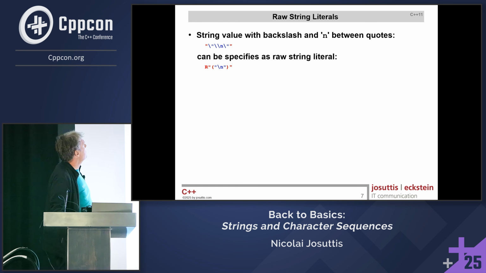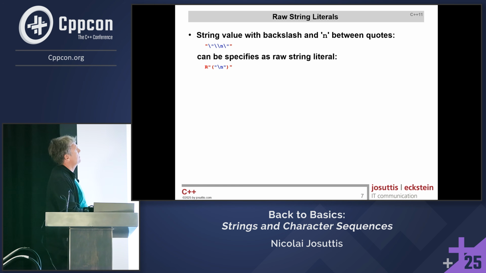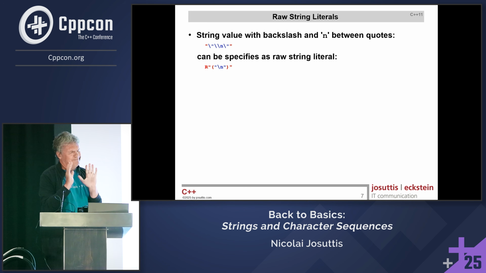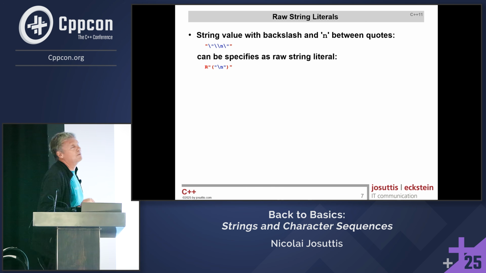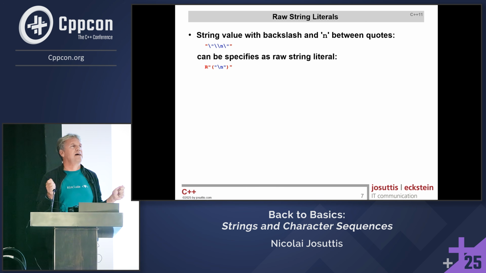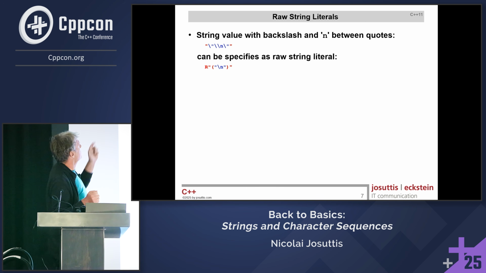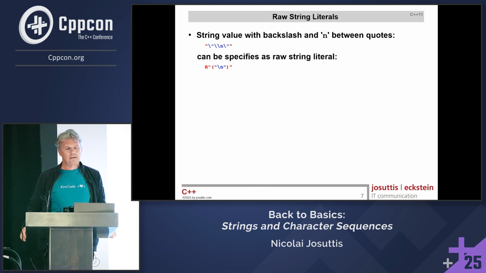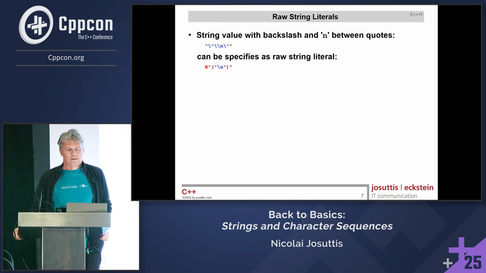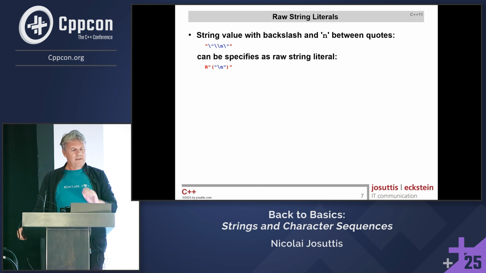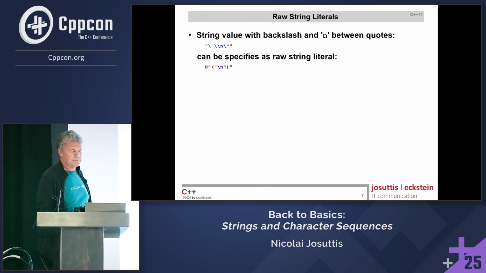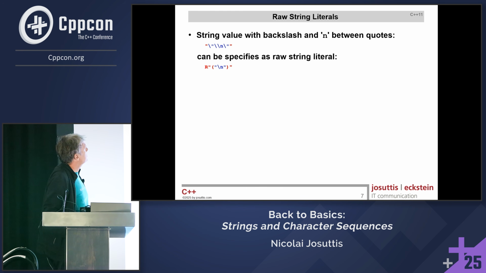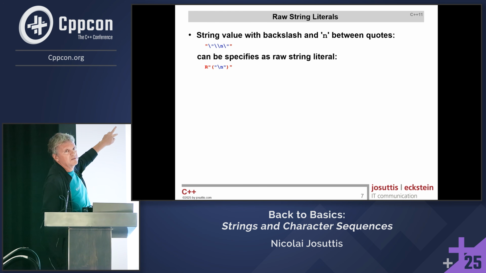So there's one thing you can do in C++ since C++11. You can say, oh, I don't want that. I just want to write down the characters as they are, as the value is. And this is how you can do that. Use a capital R, quotes, open parenthesis, and then the value. And then at the end, you close with closing parenthesis and double quotes. These 2 string literals are equivalent.